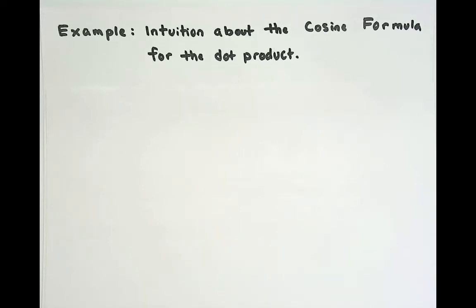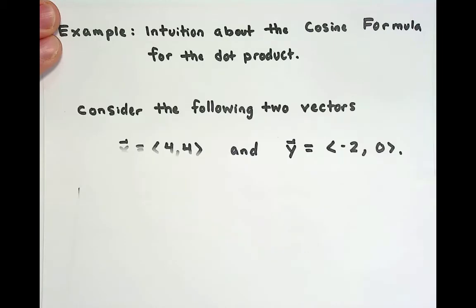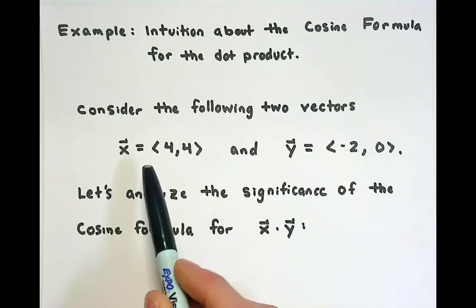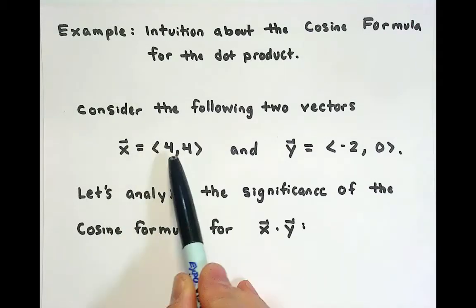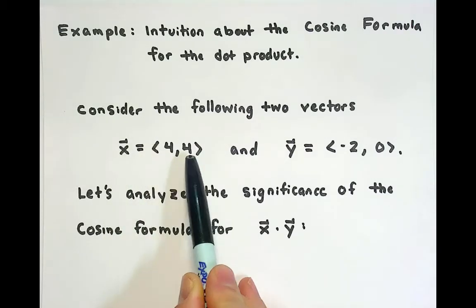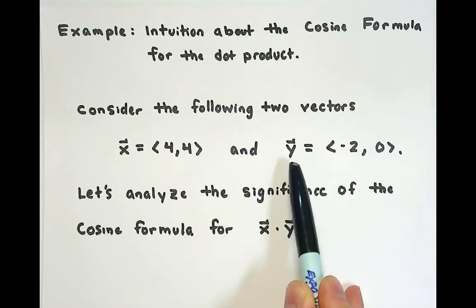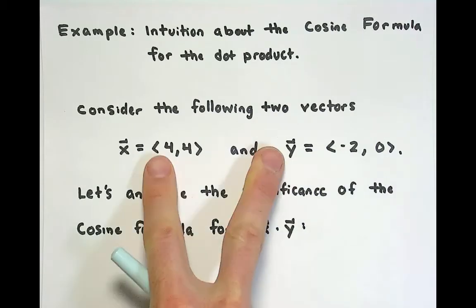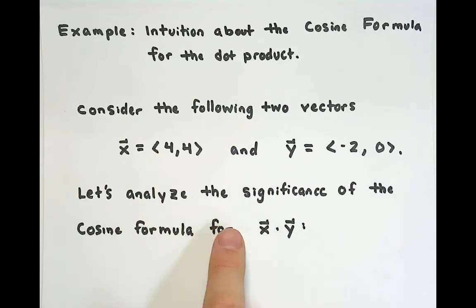Welcome back. In this video, we're going to talk about an example that gives intuition about the cosine formula for the dot product. Let's take a look at the example statement. We're going to consider two vectors, vector x in R2, which is given by (4, 4), and vector y, which is given by (-2, 0). Using these two vectors, we're going to analyze the significance of the cosine formula representation of x dot y.